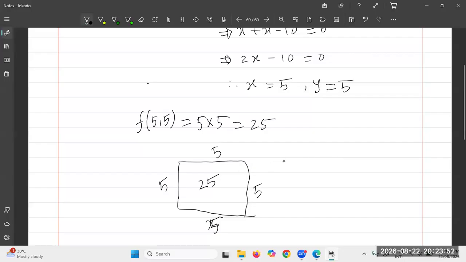The restriction in this case was that the perimeter is strict, and that quantity is 20. But under this restriction, we need to maximize this function, which is the area of this rectangle. After using the Lagrange multiplier process, we can say the maximum area of this rectangle can be 25 under the restriction that the perimeter is 20. So is it clear? Does anyone have any question on this topic?